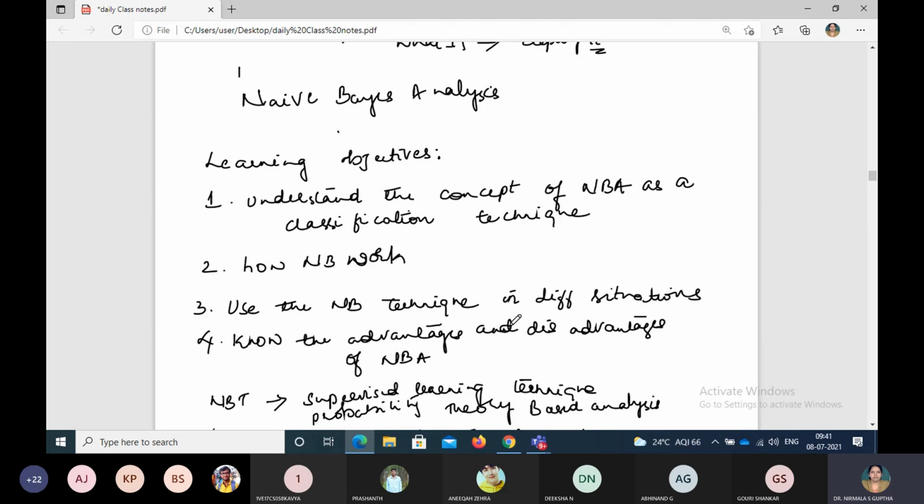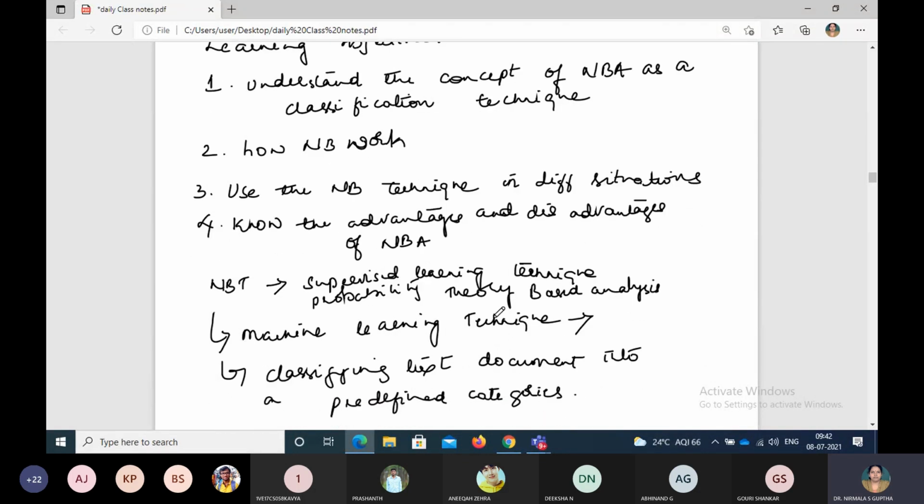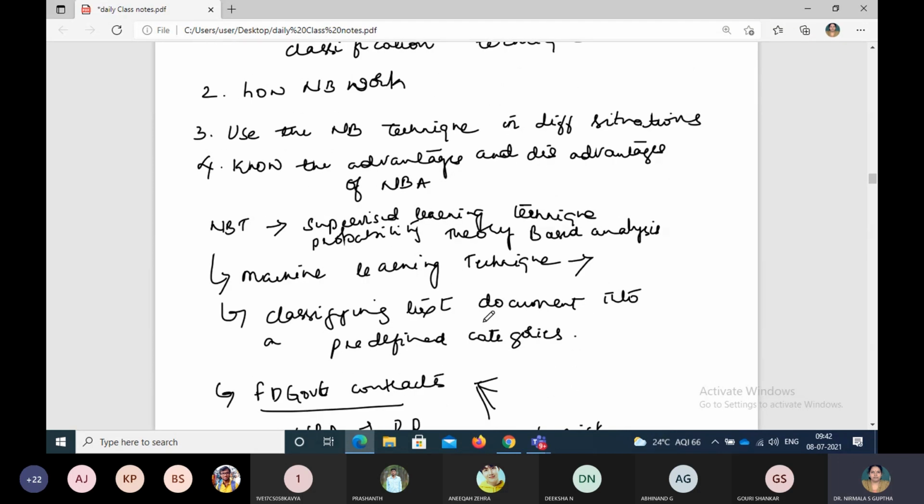Then we need to understand how we can use this naive-Bayes analysis technique in different circumstances, and also we need to compare and contrast, that is, what are the advantages and disadvantages, the pros and cons of naive-Bayes analysis. So we started understanding the concept of naive-Bayes analysis as a technique. As I mentioned, it is a supervised learning technique which works based upon probability theory, and it is also a machine learning technique which can be used very much for classifying text documents into predefined categories.